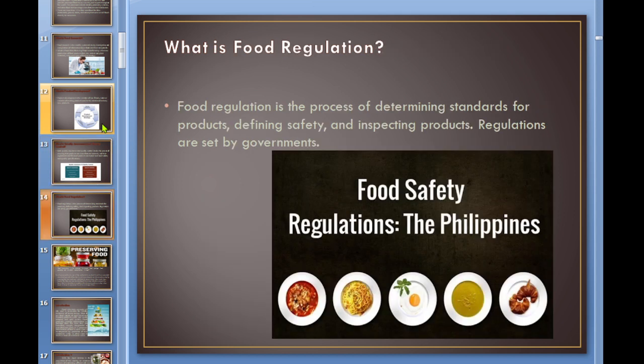Okay. Next is, what is food regulation? It is the process of determining standards for products, defining safety, and inspecting products. Regulations are set by the government. Okay. So, food safety is not just us saying that our food is safe. Remember, there are government agencies that check our food to see if the food we prepared is qualified according to their standards or not.